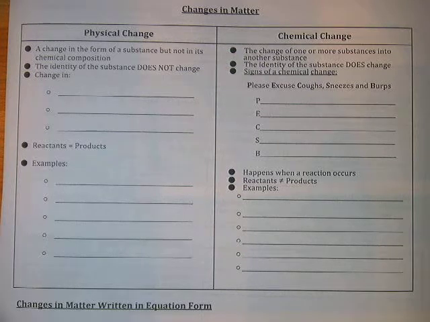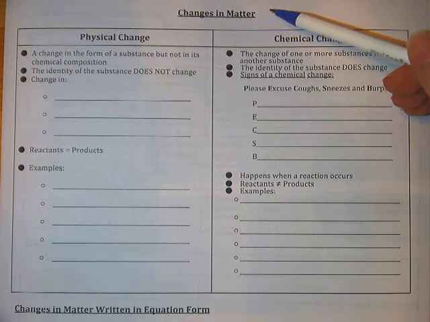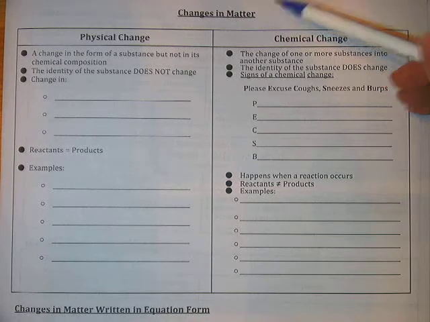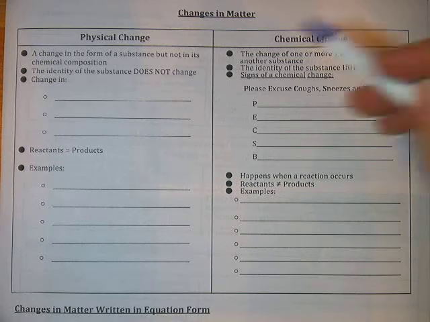All right, we're moving on to page 33. This is page 33, changes in matter. So we talked about solids, liquids, and gases and how they can change back and forth to each other. Now we're going to talk about some other ways that matter can change. Let's start with physical changes.